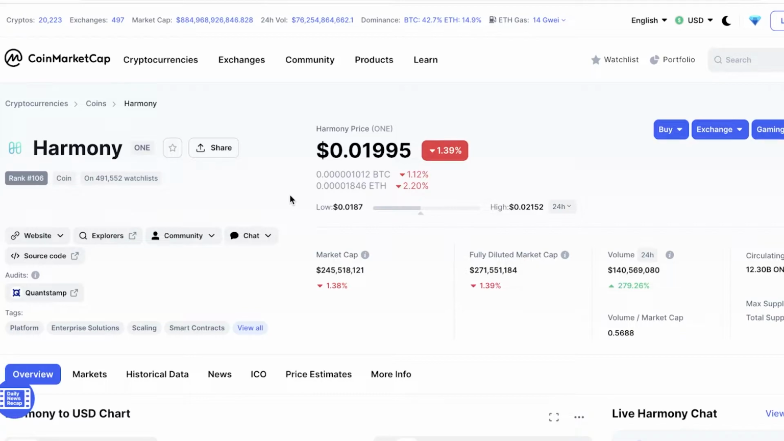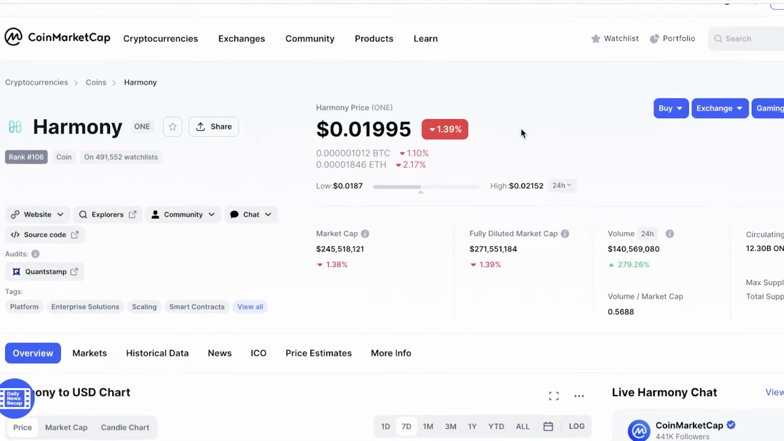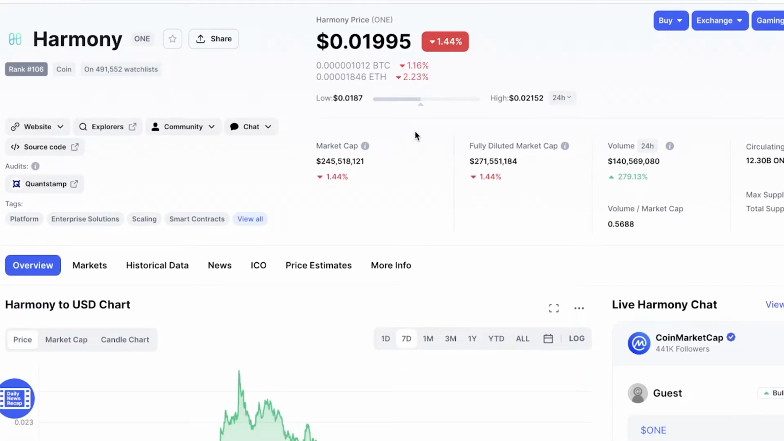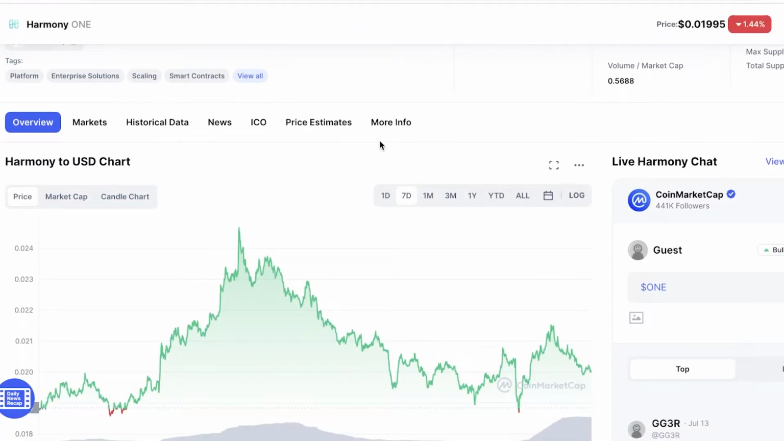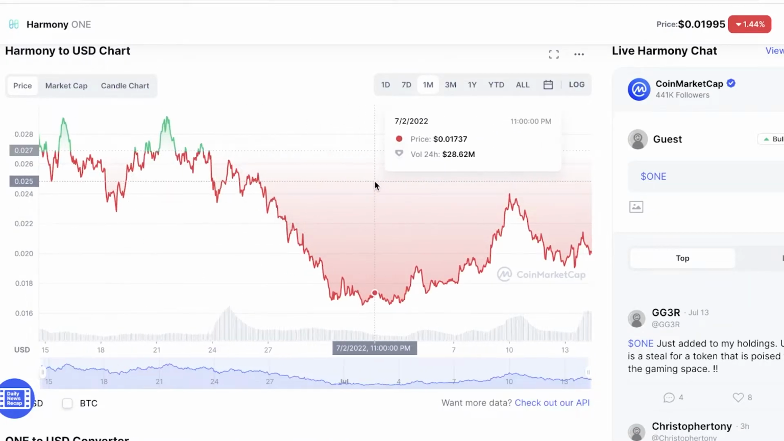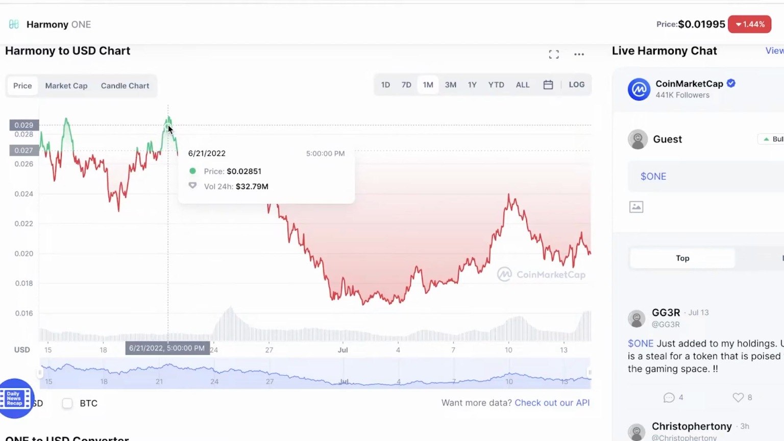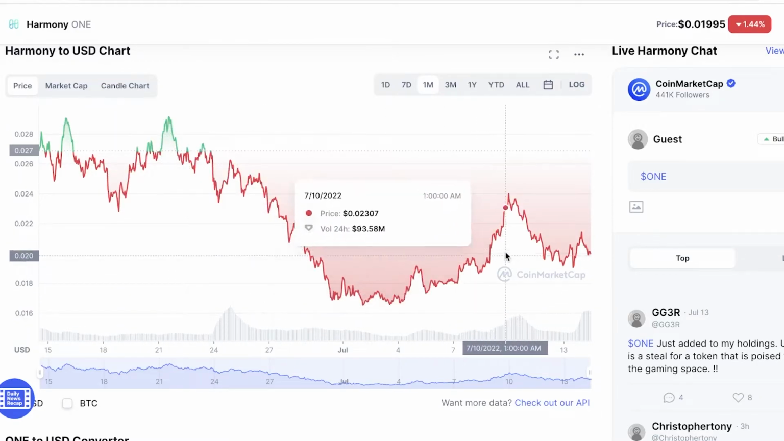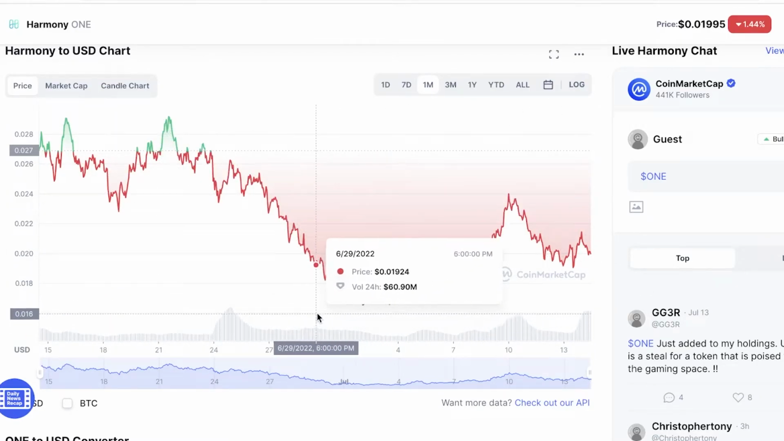0.01995 has gone down by 1.39% according to the Ethereum and BTC price for today. So it went down by 1.39% today, but so did Ethereum and BTC. They went down by 1% and 2%. So it is reasonable that this coin also followed suit, because as the price of Ethereum or Bitcoin changes, so do other tokens. If we take a look at the monthly chart of Harmony, Harmony went up by 0.028 and then it has gone down in a sharp decline.